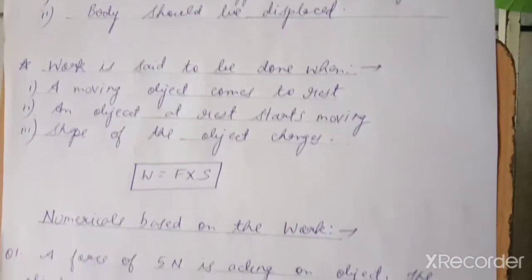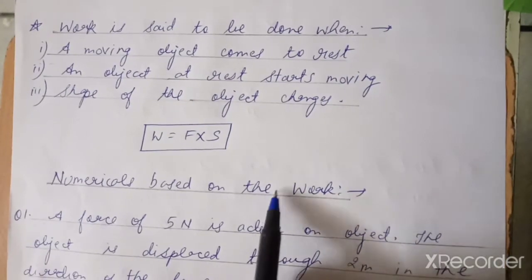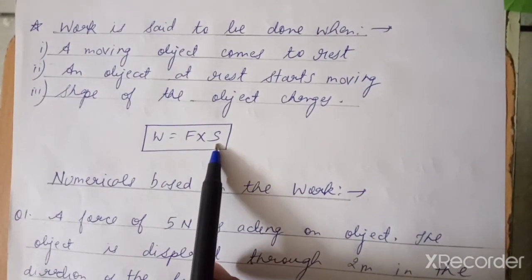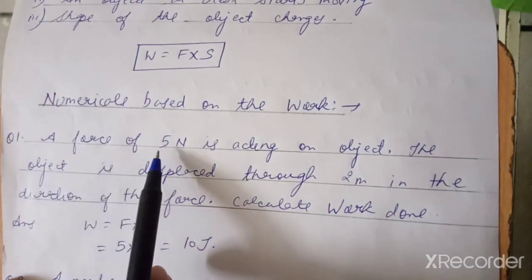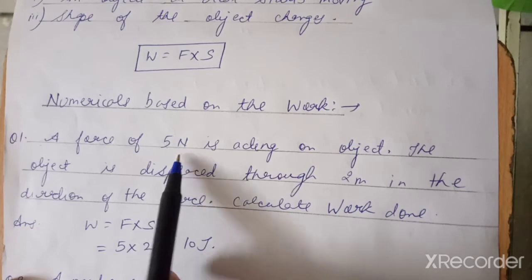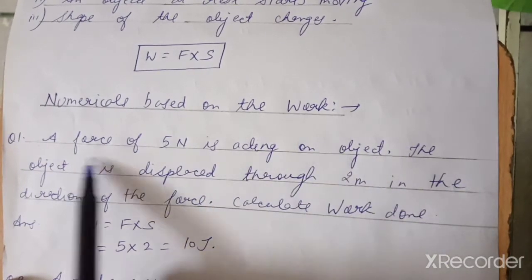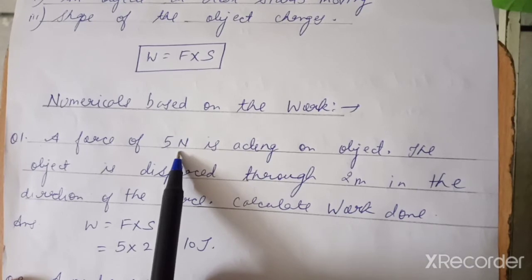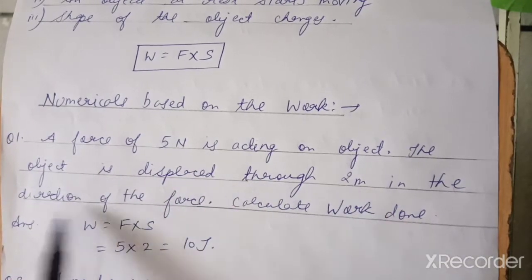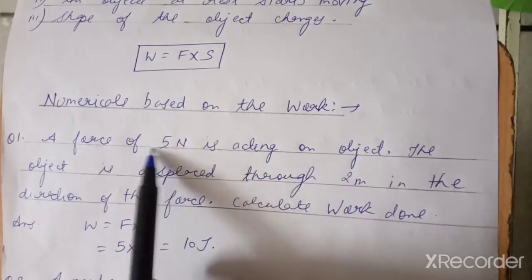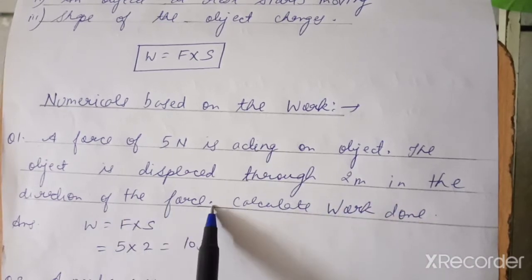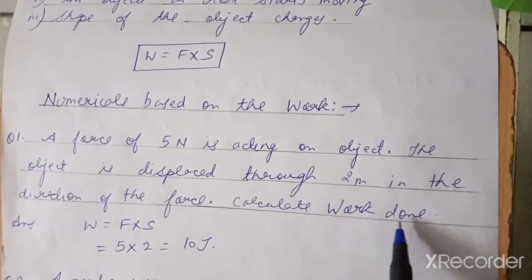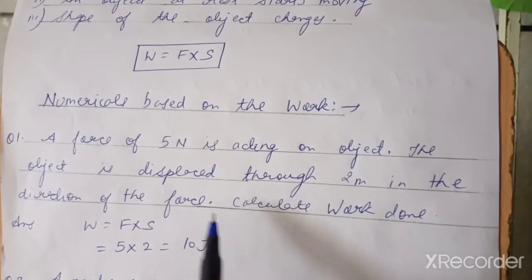Now next we are doing numericals based on work. Work is the product of force and displacement, and on this relationship we are going to do some numerical problems. A force of 5 Newton is acting on an object. It means the force applied on the object is 5 Newton. The object is displaced through 2 meter in the direction of the force. What you have to calculate is the work done. This is a very simple and basic question.